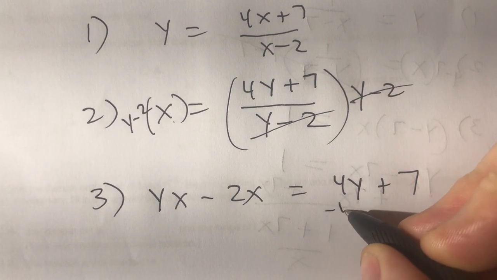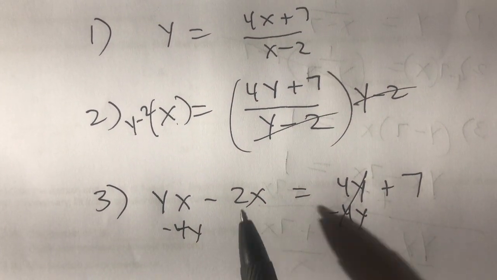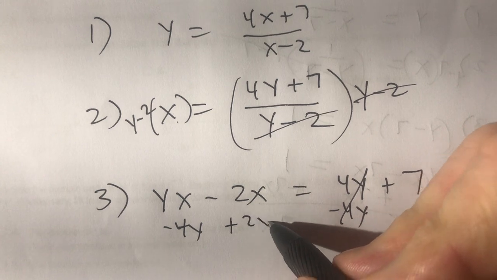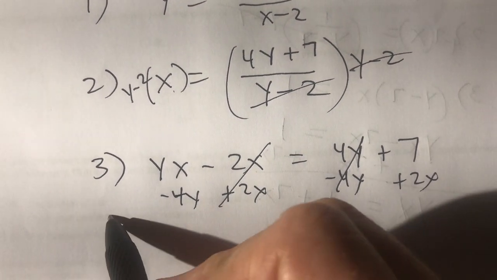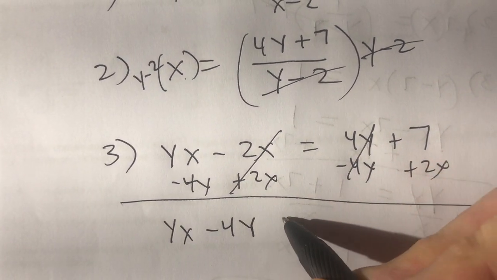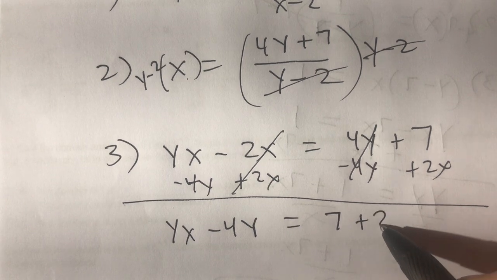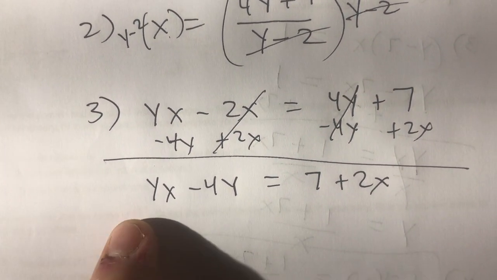So what I'm going to do is subtract 4y on both sides, so this will go away. And then this 2x, I'm going to have to add 2x to both sides, so that'll go away. And so here's what I have now. I've got yx minus 4y equals 7 plus 2x. And I've got my y's over here.